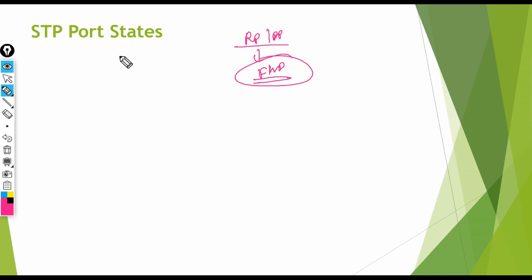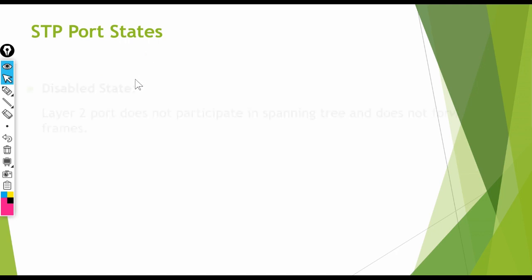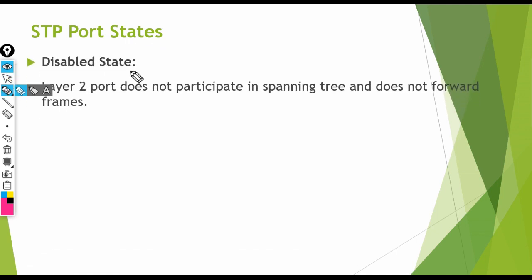Okay. So let's try to understand what are the different types of states you have and what exactly happens in those states as well. So by default, the STP ports will be in the disabled state. It's like maybe the particular port is shut down. That's the main reason that a layer 2 port does not participate in the spanning tree algorithm, or you can say it does not participate in the STP process and does not forward the frame, maybe shut down. The moment you define no shutdown, the ports will go through several stages such as this one.